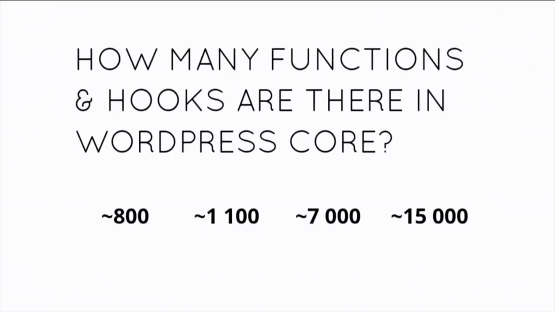So I've got a question for you today. The people who get the right answer get a free lunch. So with a raise of hands, how many functions are there in WordPress Core? Put your hands up if you think there are around 800. No one? Okay. What about around 1,100? One person, two, three, okay. How many people think there are around 7,000 hooks and functions? Okay, we're getting a bit more. How many people think there are about 15,000? Okay, around the same amount. Okay, the right answer is about 7,000. So around 7,000 hooks and functions in WordPress Core.